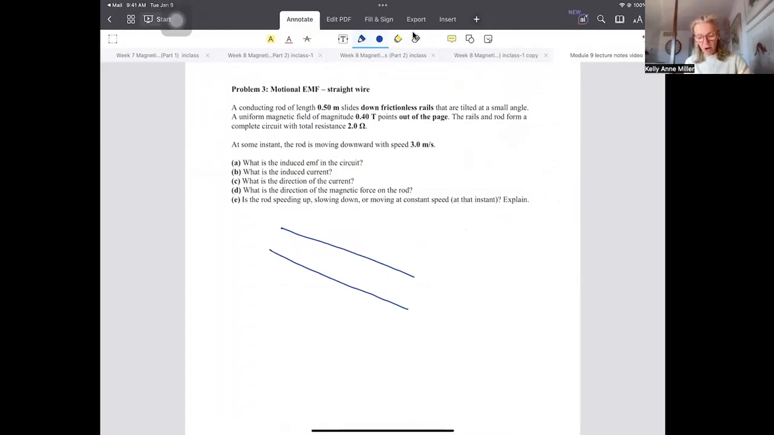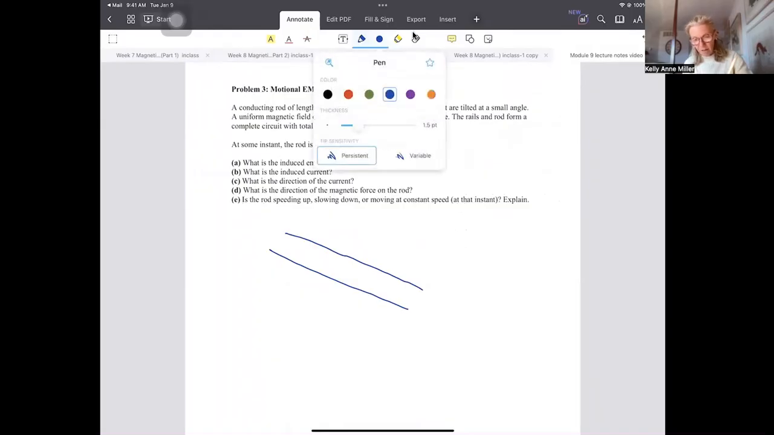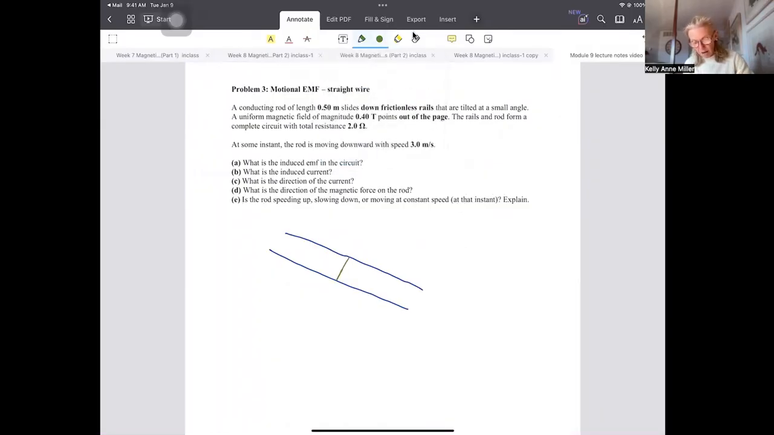And I've got a rod that's like this. Actually, let me draw it so that it's the same length as the gap. So those are the rails, and here is the rod. The rod has a specific length. Let's just call it L, but L is 0.5. And the rod is sliding down the rails.